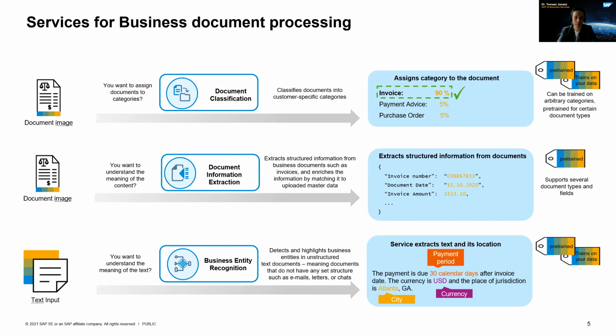The last service in our portfolio is business entity recognition. It takes text as input and detects and returns any type of named entity in unstructured text documents. An example shows three potential business entities, such as payment period, currency, and the city, that can be extracted automatically from an email, for example. This service is retrainable on customer data. However, also in this case, SAP delivers some pre-trained models with predefined capabilities to use the service out of the box.